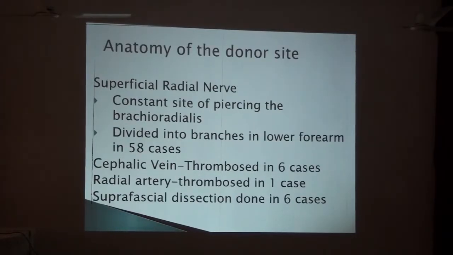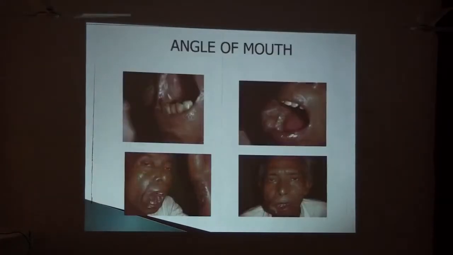We found that the superficial radial nerve constantly pierces the brachioradialis muscle at the junction of the upper two-thirds and lower one-third of the forearm, and it was divided into many branches in the lower forearm in almost all the cases. Cephalic vein was thrombosed in 6 cases where the anastomosis used the vena comitantes of the radial artery. Radial artery was thrombosed in 1 case and suprafascial dissection was carried out in 6 cases.